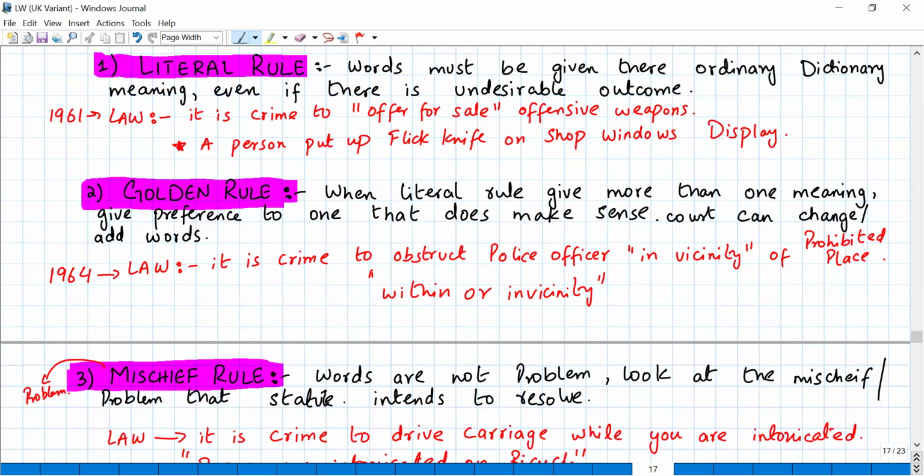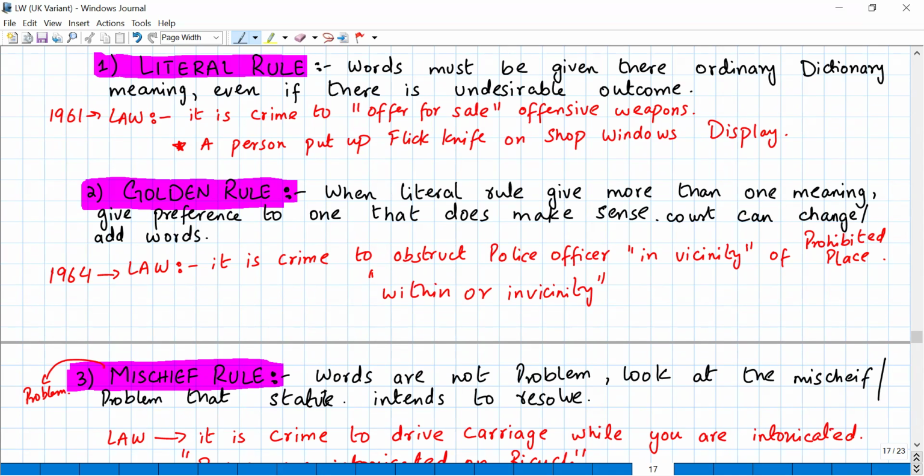Clear. Next is the golden rule. When you go to the dictionary, there are multiple meanings of a word, right? The golden rule says that when the literal rule gives more than one meaning, give preference to the one that does make sense.